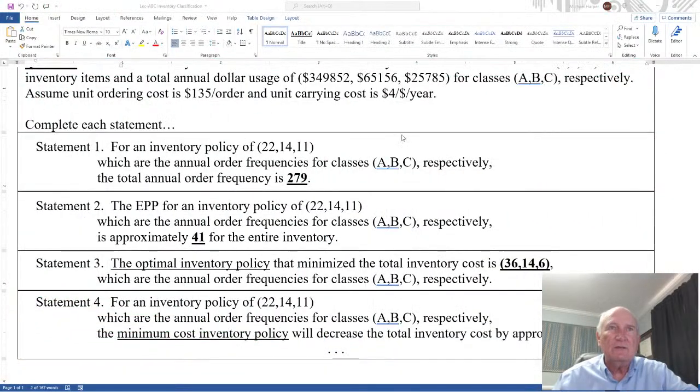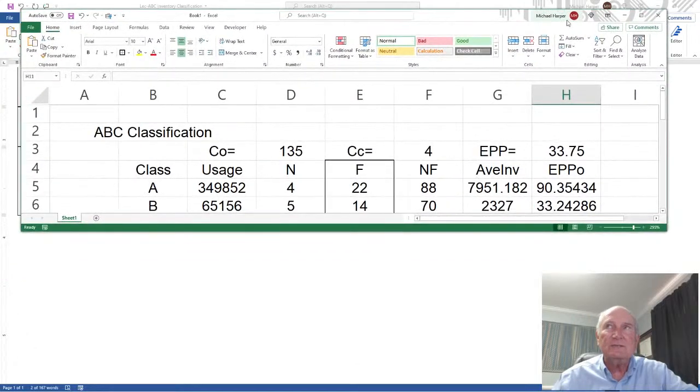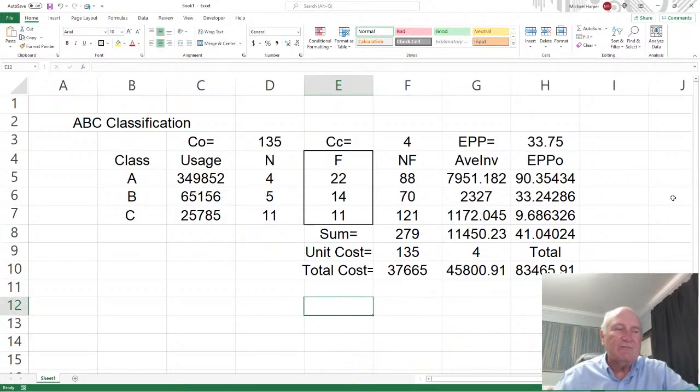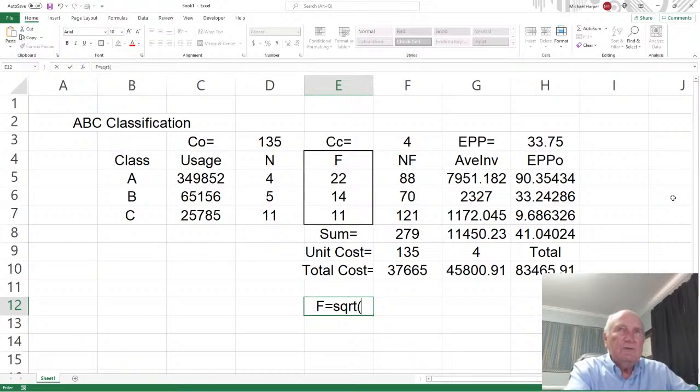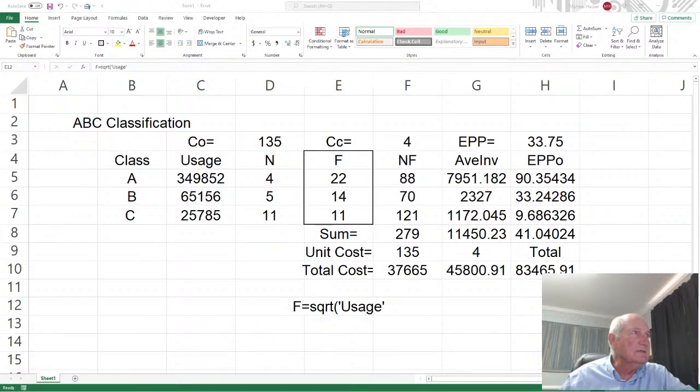Now, questions 3 and 4 say the optimal inventory policy. Okay. So now let's calculate the optimal inventory policy. Well, if you recall, I didn't have it in the notes, but let's see here. So the optimal F will be the square root of the usage. Let me bring in the usage.